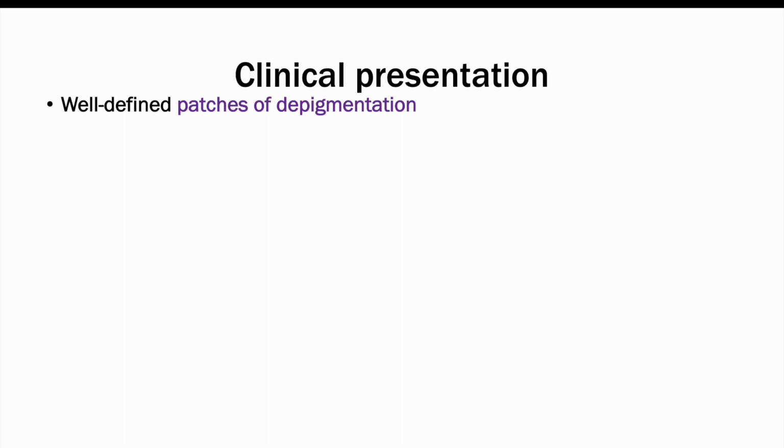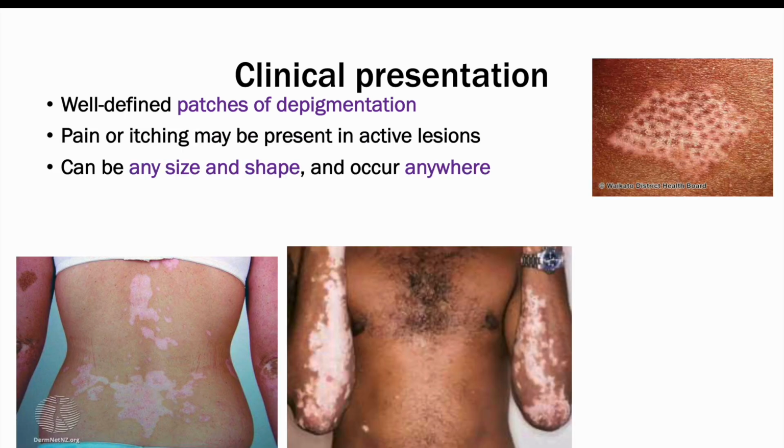How does the condition present? You have well-defined patches of depigmentation, which may be associated with pain or itching, and they can be any size and shape and occur anywhere on the body. On this photo here in the middle, you see someone who has symmetrical vitiligo, which is a common presentation. If someone has lesions on one arm, it is likely they will have some on the other. And you can see in all those photographs, the edges of each patch are very well defined.